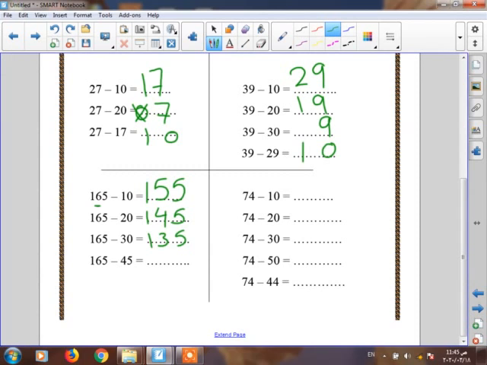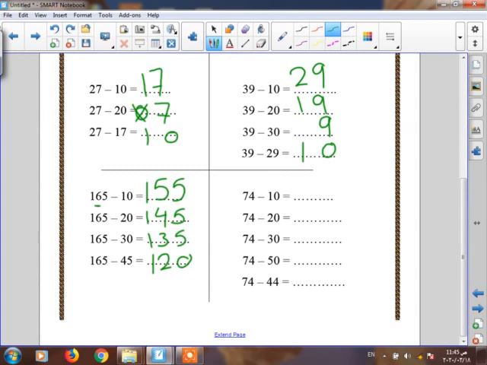Here, Junior, I will subtract from the ones and tens. 5 minus 5 equals 0 in the ones. 6 minus 4 equals 2 in the tens. 1 in the hundreds minus nothing equals 1 in the hundreds. So the answer is 120.